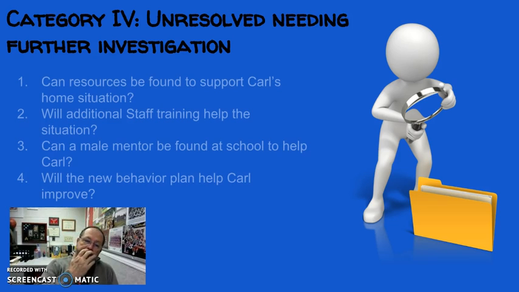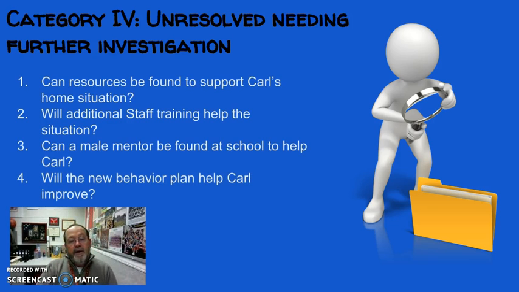Unresolved, needing further investigation. Certainly have to find out what kind of resources, even outside the school, that we could get to support his home situation. What kind of additional training the staff might need to help.